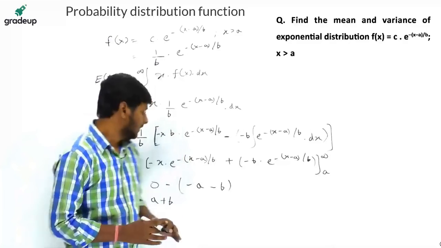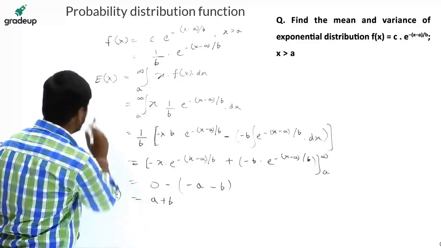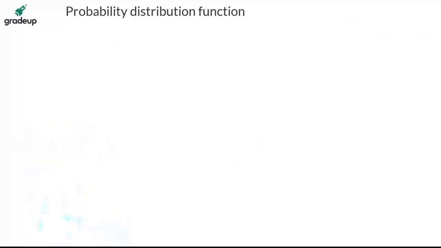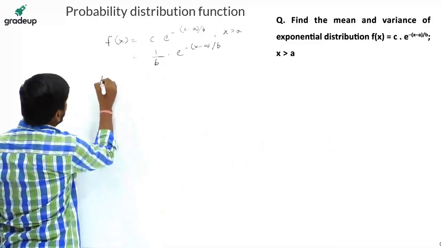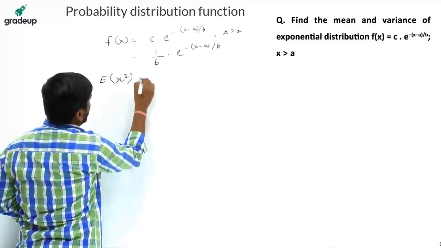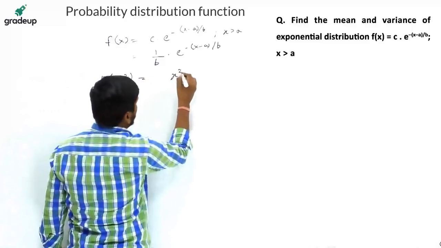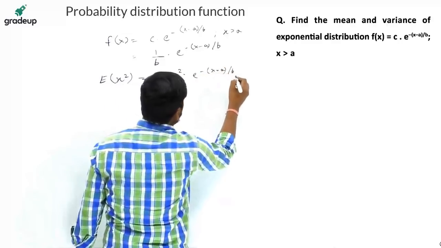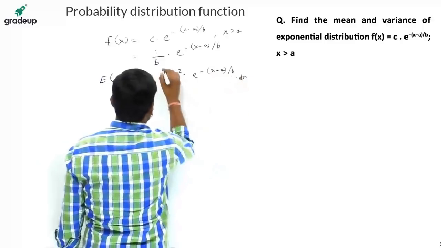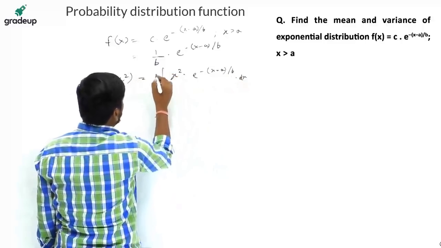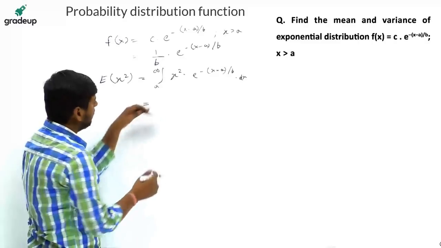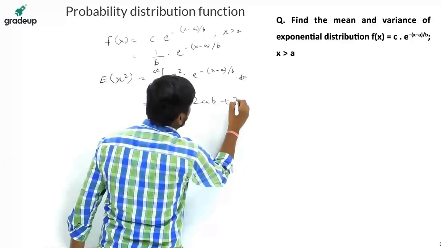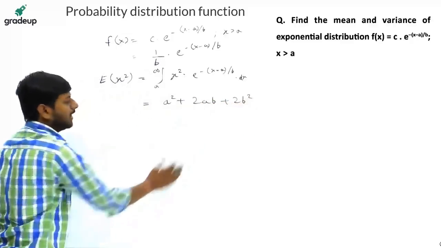Now since we have found the mean of the function, that is equal to a plus b, now we will move towards the variance of this function. To find the variance of the function, we have to first find E(x square). E(x square) is x square into e to the power minus (x minus a) divided by b into dx, integration from a to infinity again. Now if we solve this, we will get a square plus 2ab plus 2b square. You can solve it on your own and you will get this answer.